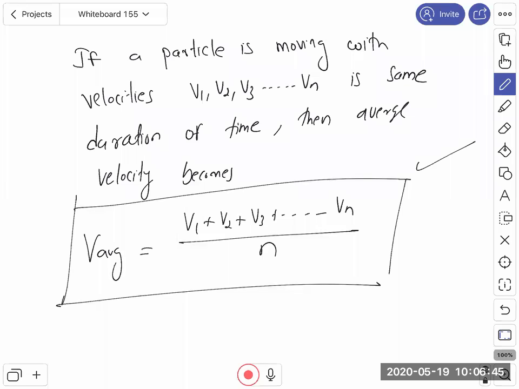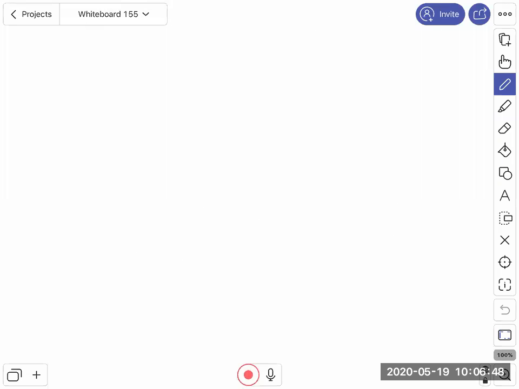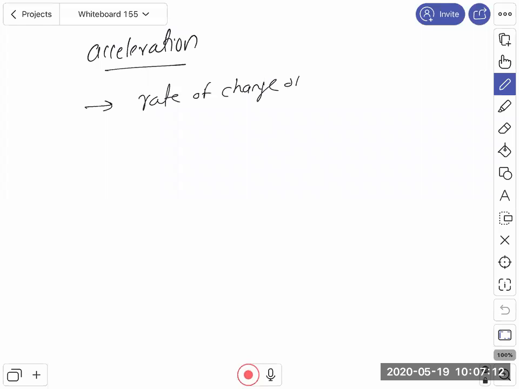Yes, sir. Okay. So we'll go to the next topic, which is nothing but acceleration. So you might have a basic idea about acceleration. Acceleration is basically nothing but a rate of change of velocity. So in general, we'll write acceleration is nothing but a rate of change of velocity. Whenever there is a change in velocity divided by time taken for that change, we'll get the value of acceleration.